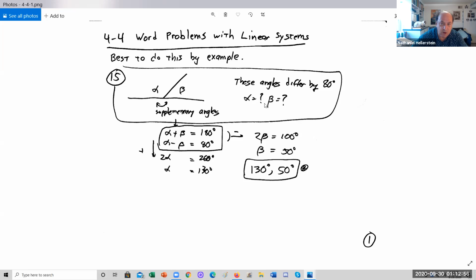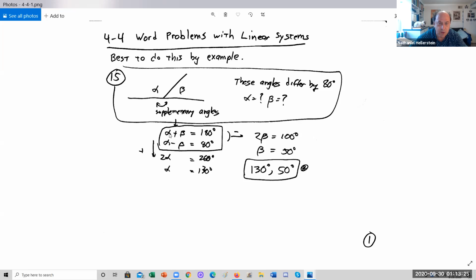Now, without loss of generality, let's say alpha is the bigger of the two, so they differ by 80. Alpha minus beta is 80. Alpha plus beta is 180, alpha minus beta is 80. First we can combine the equations by adding, then the betas cancel. If we add, we get 2 alpha equals 180 plus 80 is 260. Dividing by 2, alpha is 130 degrees.